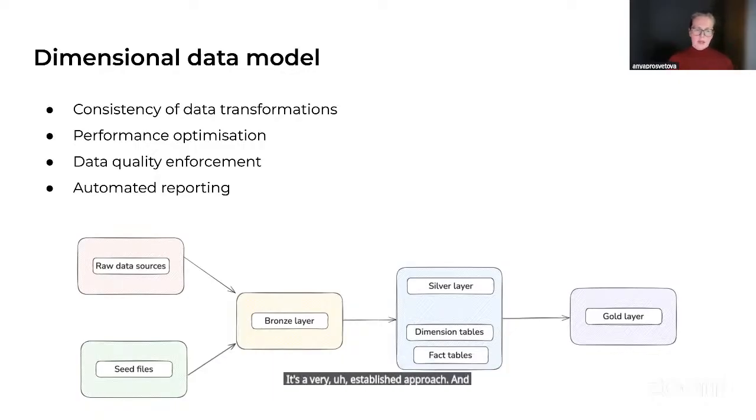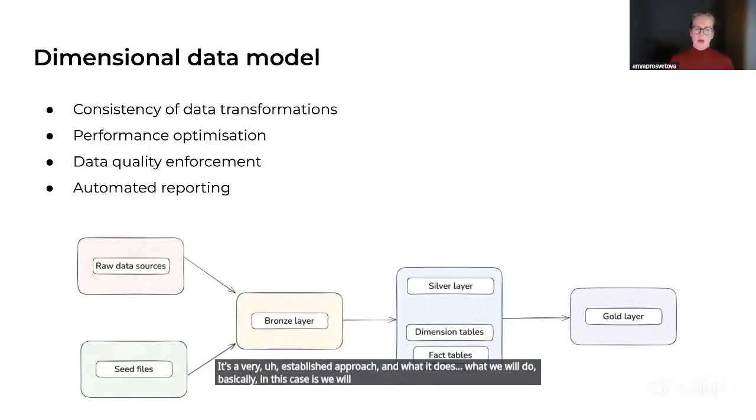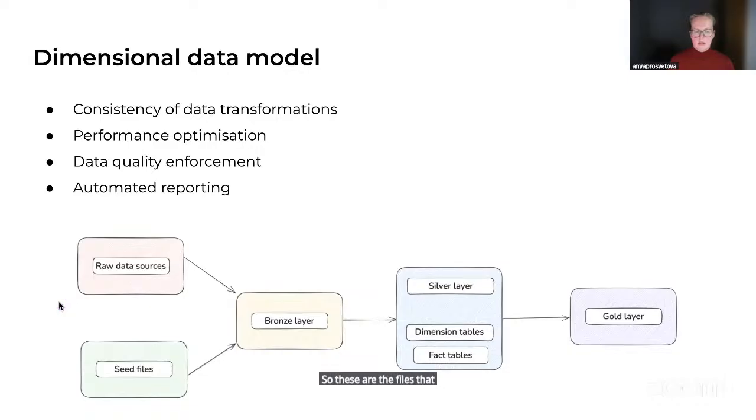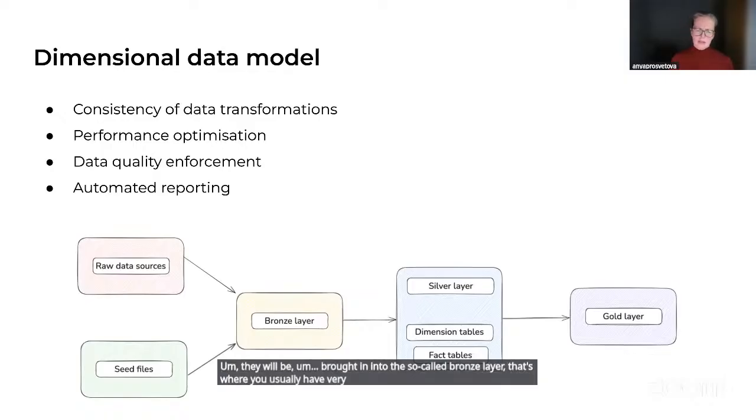And what we will do basically in this case is we will have our raw data sources and the so-called seed files on the left side, you can see, so data coming into our pipeline. These are the files that were supplied, the CSV files. They will be brought into the so-called bronze layer. That's where you usually have very minimal data cleaning or data preparation, maybe deduplication of your data.